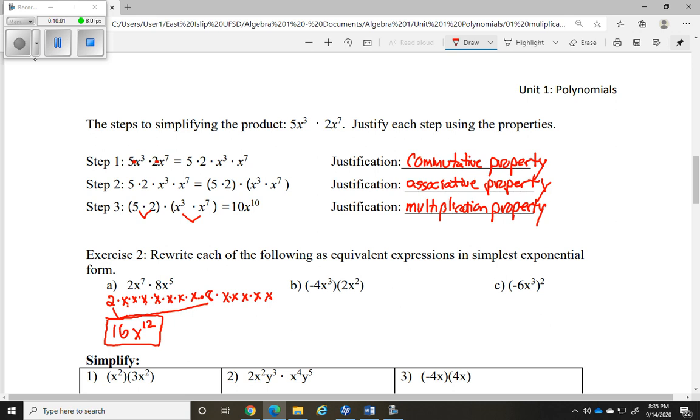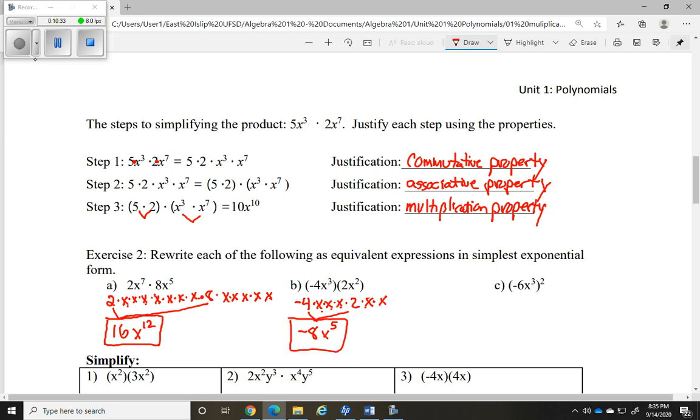And if you notice, I really haven't talked about any kind of rules. I'm just using our properties, writing out what things mean, and I'm guaranteed to get the right answer. So in B, this is negative 4 times x times x times x times 2 times x times x. If I use a commutative property, I could do negative 4 times 2 to get negative 8, and x times x times x times x times x is x to the 5th.